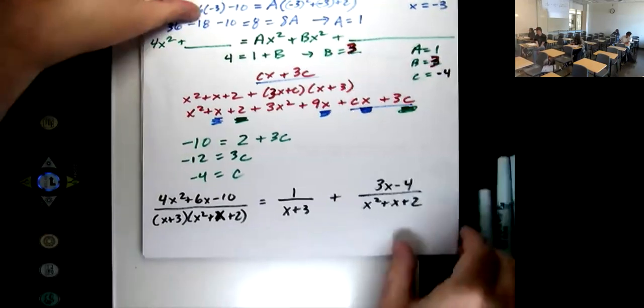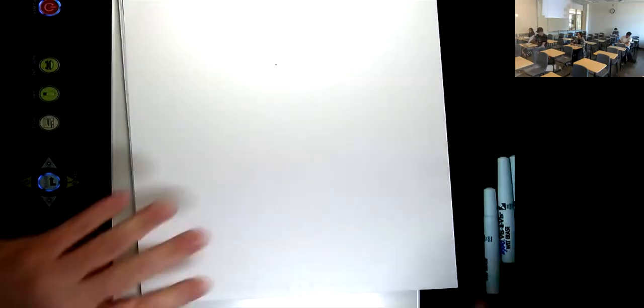Ready for more? Okay, what's a good one here to do? Let's combine some of these.